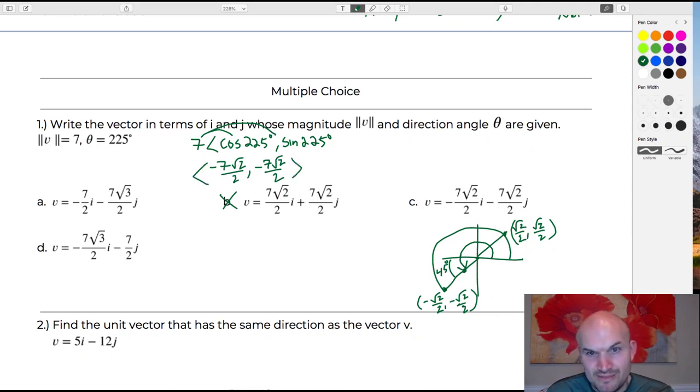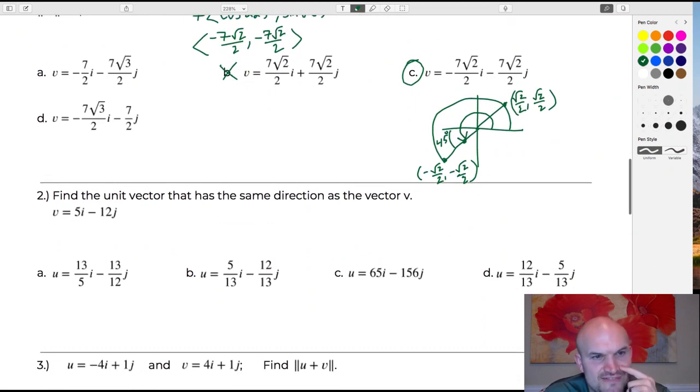And then if I just want to write them in terms of i's and j's, I basically just take the i and j there, and you can see that C would be your answer. The next one is find the unit vector that has the same direction as v. So basically, if we talked about this when we're looking at a vector, like here's a vector, when we reduce it down to a unit vector, it has the same direction. So that's just saying the direction is the same, but the magnitude is not obviously the same.